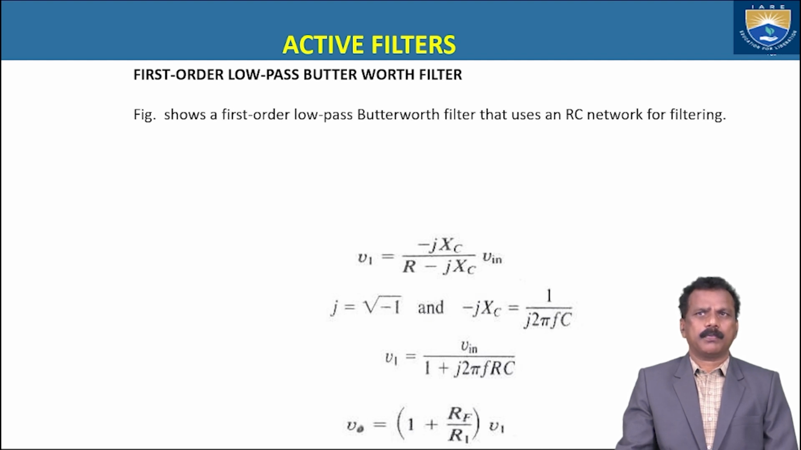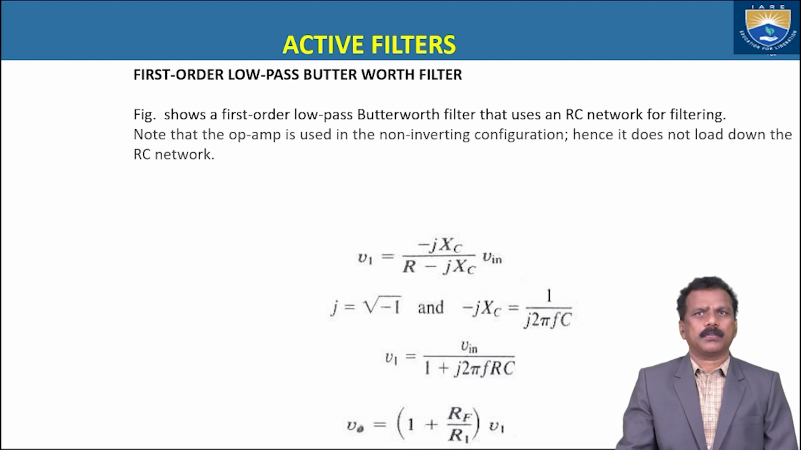The first order low pass Butterworth filter uses an RC network for filtering. Note that the operational amplifier is used in non-inverting configuration. If you have the inverting configuration, the parameter will change. That's why the op amp is used in the non-inverting configuration. Hence, it does not load down the RC network.